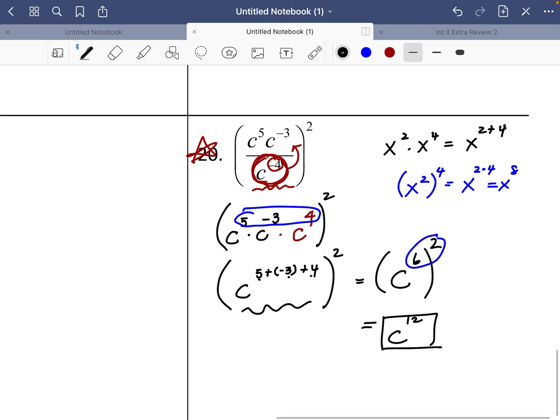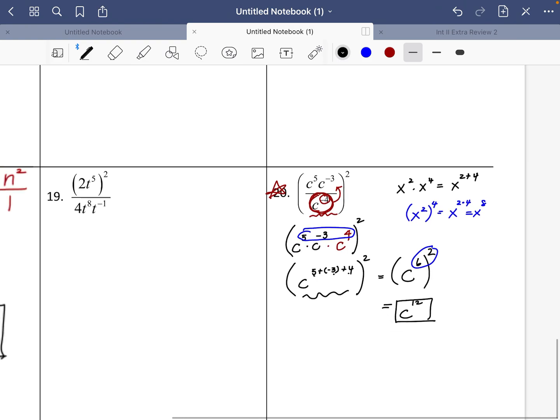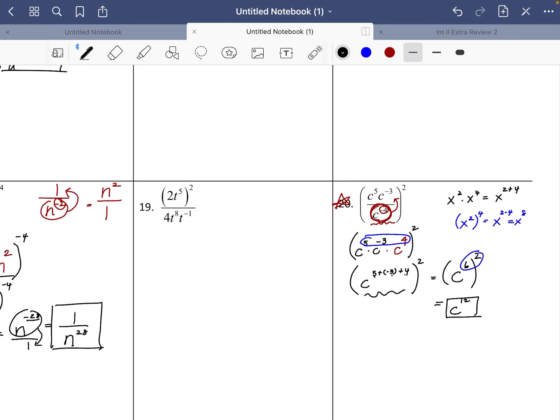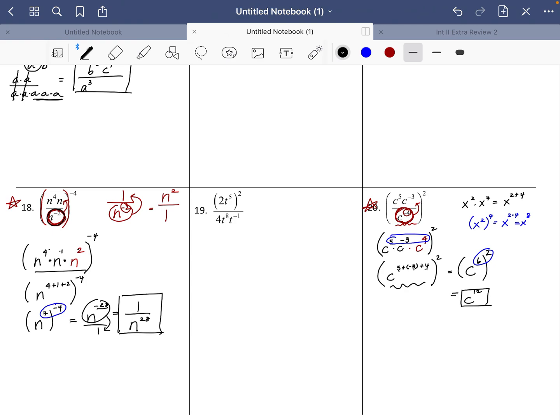Okay. Please make sure to look over these problems. I highly recommend that you go back to these problems and maybe try redoing them. Redo it if you need more practice.